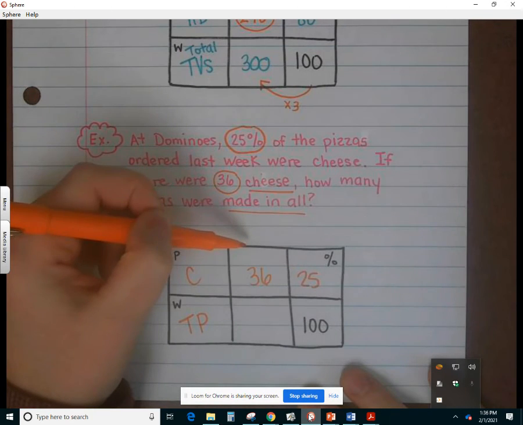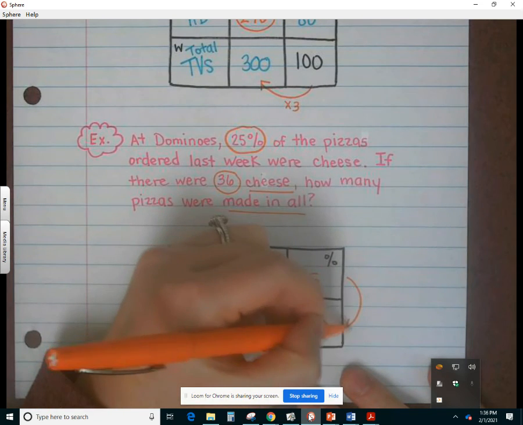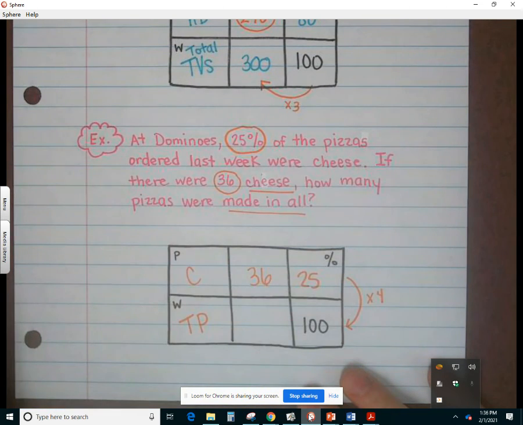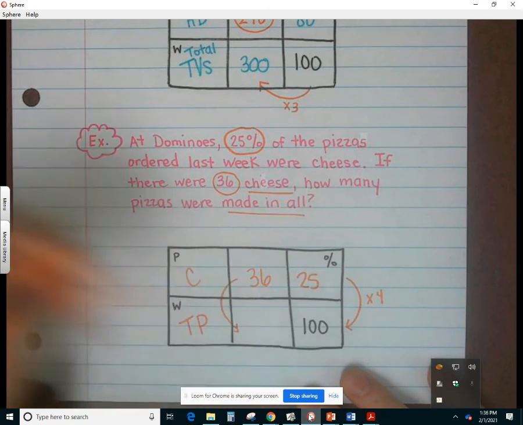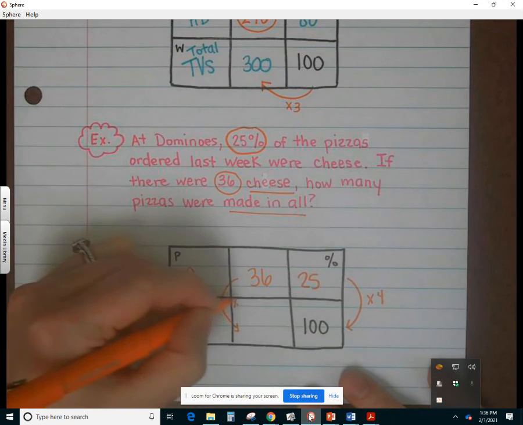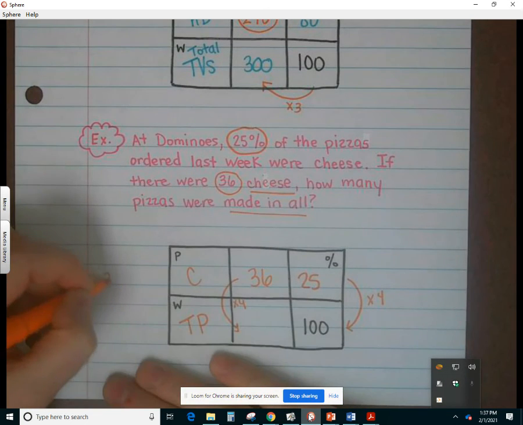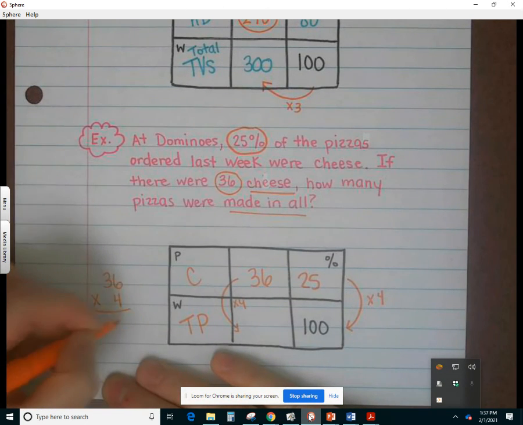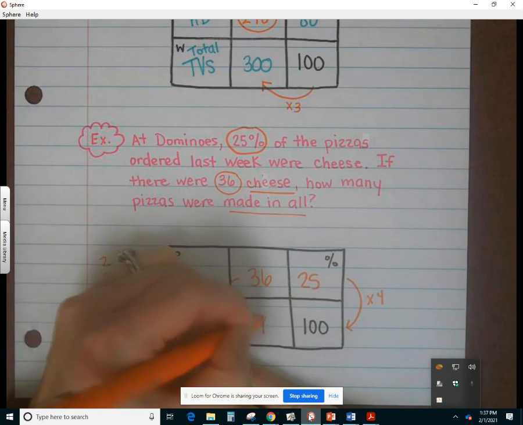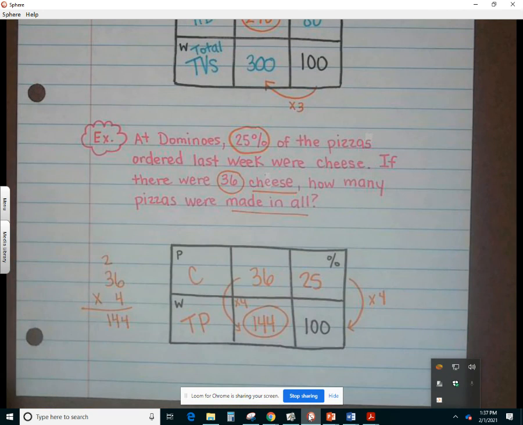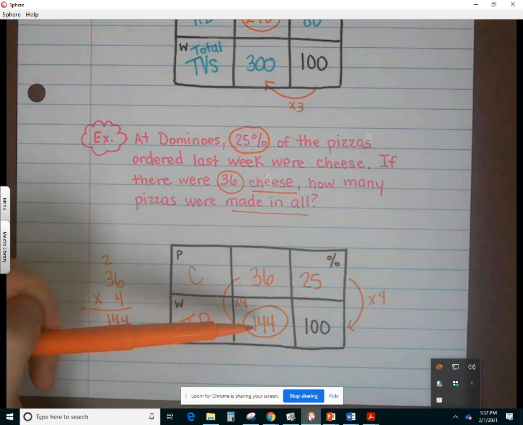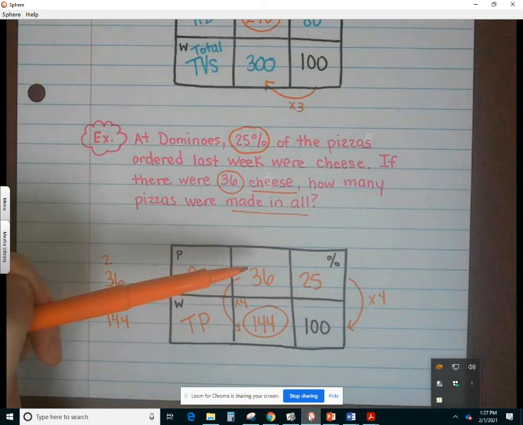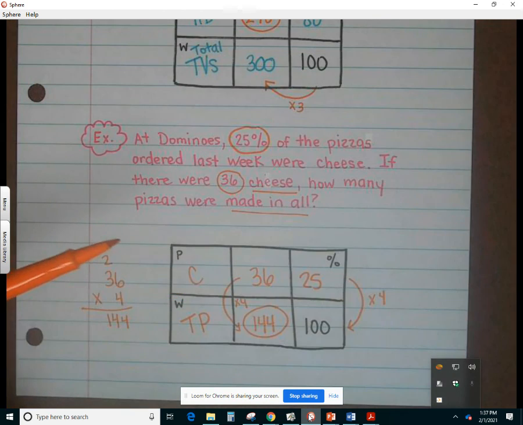Okay, so there's nothing I can multiply 25 by to get 36, but I can multiply it by 4 to get 100. And so if I do that, I have to do 36 times 4. I don't know that in my head, which is okay. I just have to come over here. That's 24. That's 14. So they made 144 pizzas in all. If you would have put the 36 here, you would have gotten 9 here. And that doesn't make sense because how could they have 36 cheese pizzas and only 9 pizzas that they made in all? So make sure that your answer makes sense.